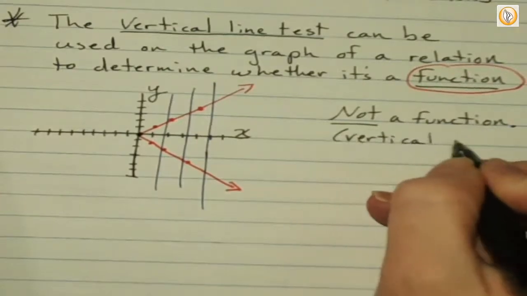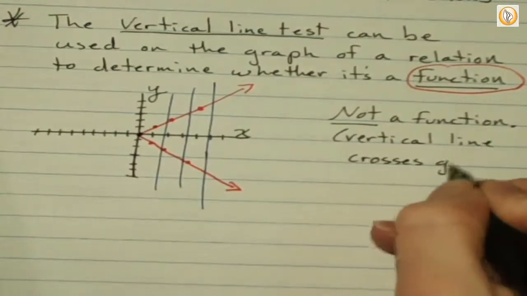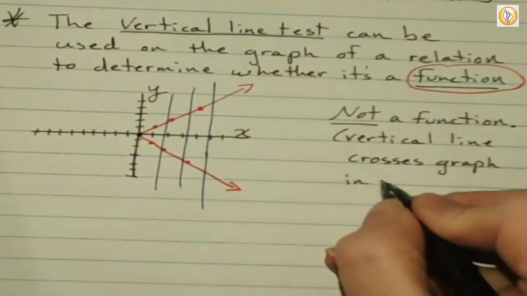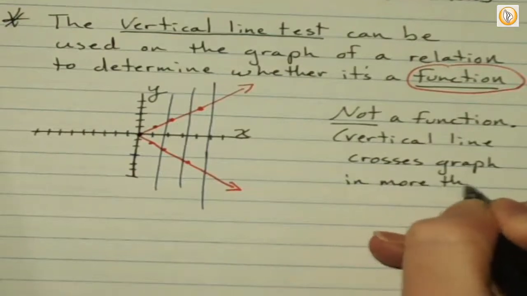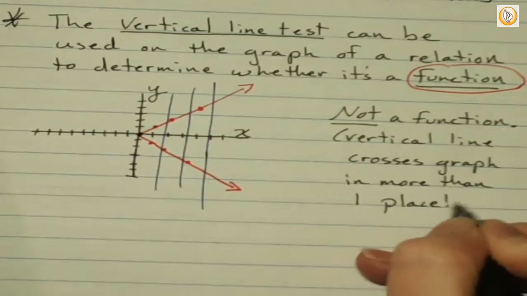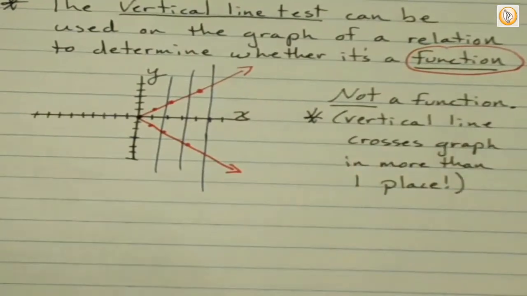Vertical line crosses graph in more than one place. It is not a function. If the vertical line that I just drew can cross the graph in more than one place, it is not a function.